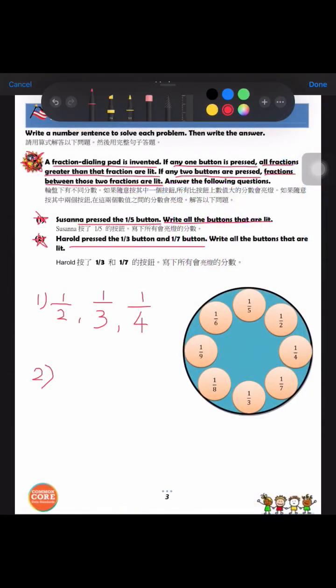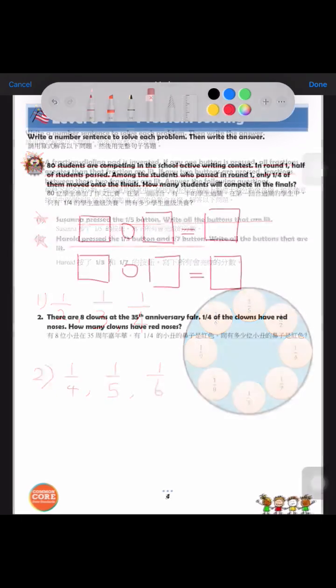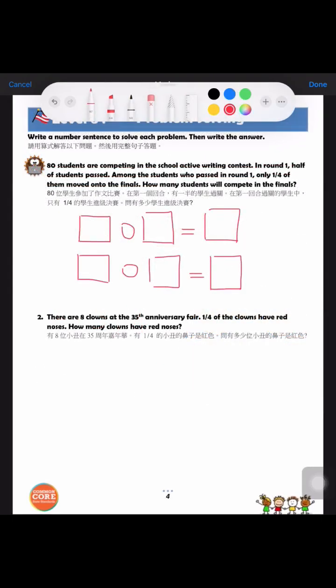Okay, so let's write the answer together. So 1 over 4, 1 over 5, and 1 over 6 buttons are lit. Okay, now we move on to page 4. Take a look at our question.